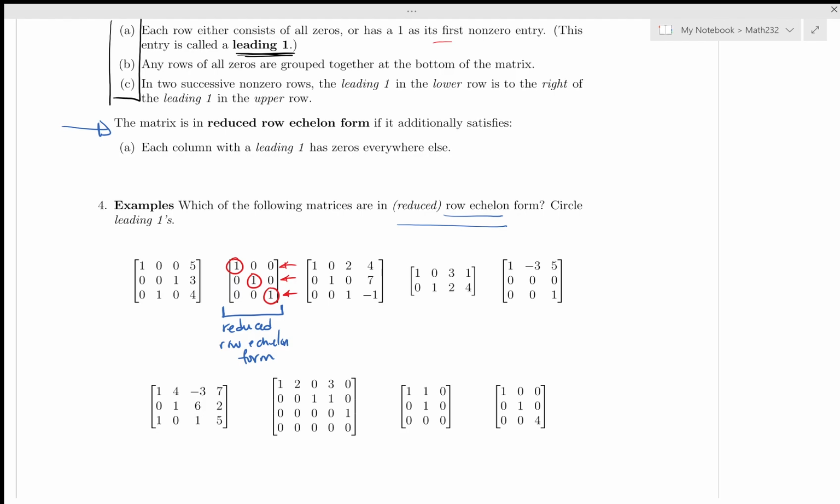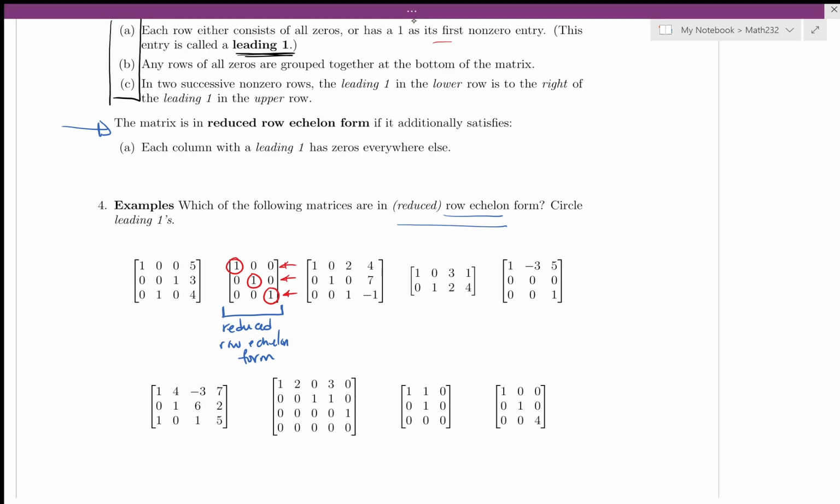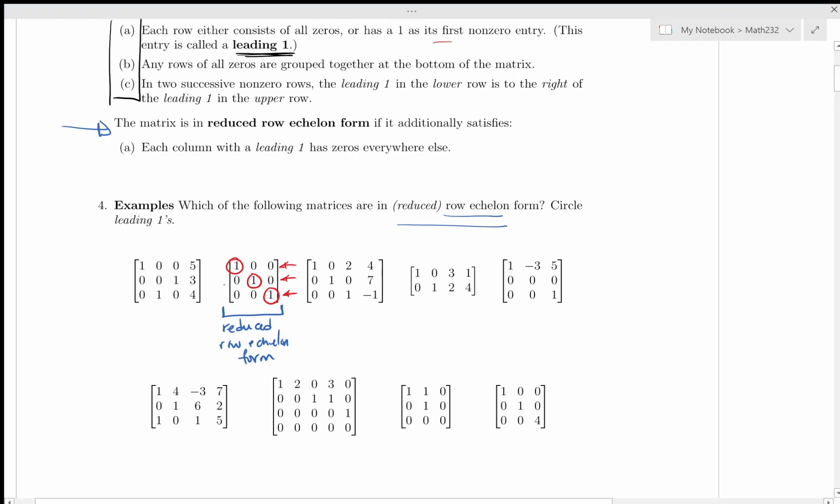And then, in any two successive non-zero rows, let's just pick these two, for example. You'll see that this leading 1 here is to the right of this leading 1 here. So it satisfies that, and so it's for sure in row echelon form.